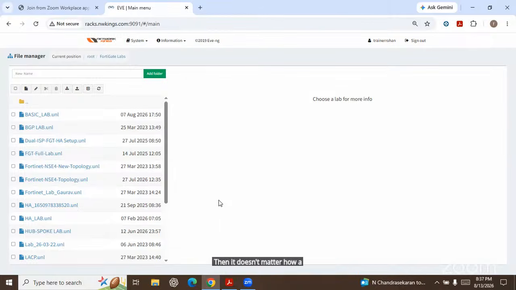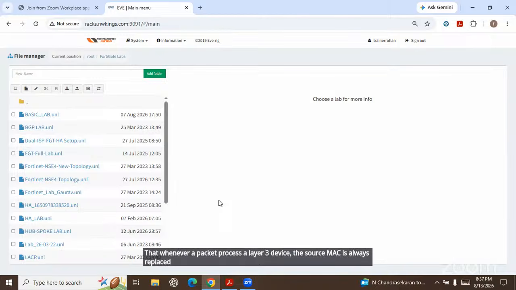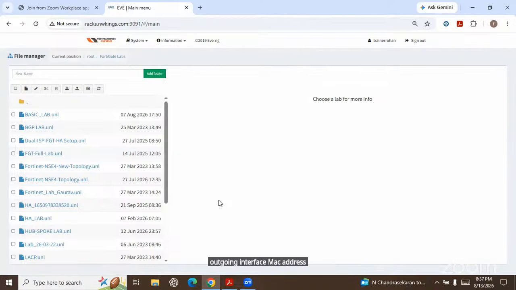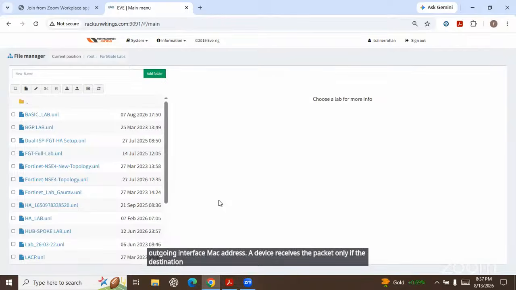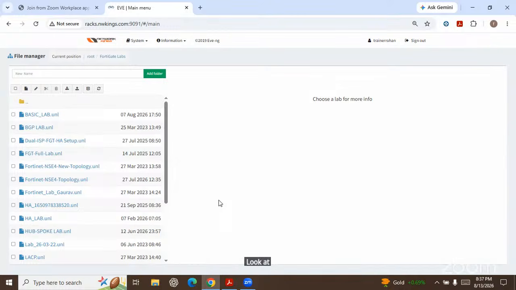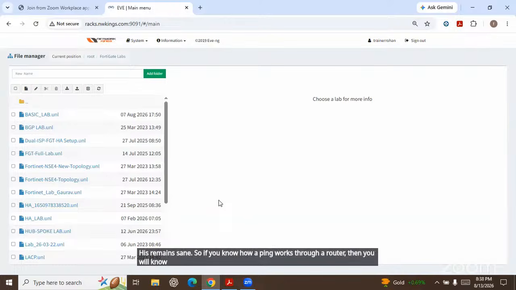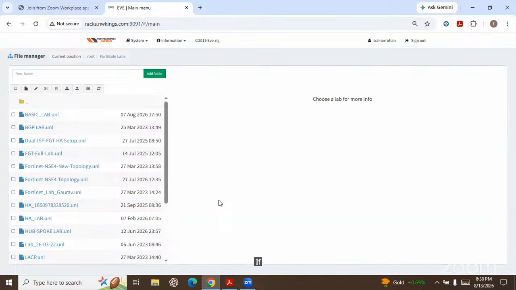The concept remains the same. Whenever a packet crosses a layer 3 device, the source MAC is always replaced with the outgoing interface MAC address. A device receives the packet only if the destination MAC matches the incoming interface MAC address. These are the basics, and they remain the same. So if you know how a ping works through a router, then you will know how a ping works through a data center. If you know how a TCP three-way handshake works, then no matter what the setup is, why would I care? I know how the three-way handshake works.